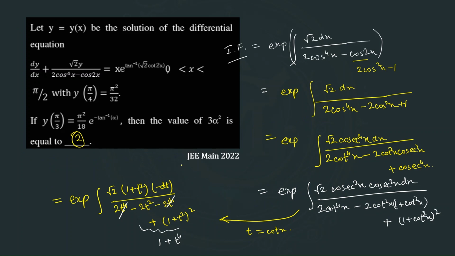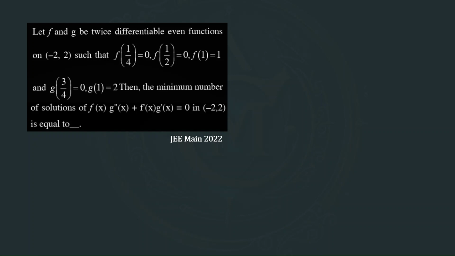I hope you understood the concept behind this question. This is the final question of this session. Let f and g be two differentiable even functions. Okay, we should note this statement that f and g are even on this interval, such that f of 1 by 4 is 0, f of half is 0 and f of 1 is 1, and g of 3 by 4 is 0 and g of 1 is 2.